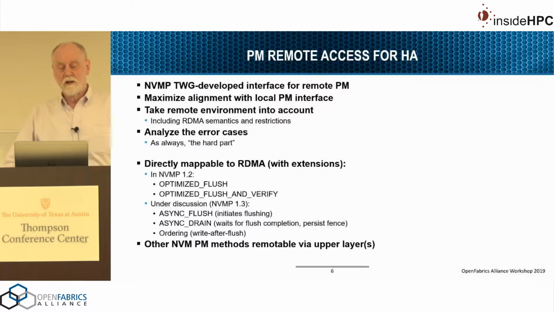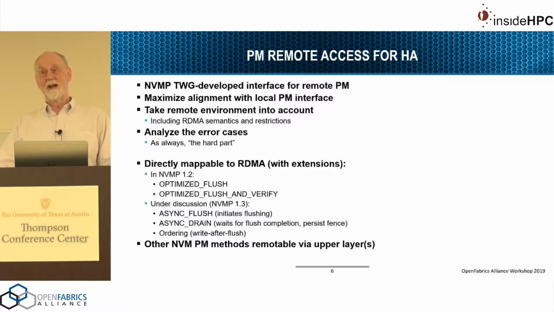And in particular, we were going to analyze the error cases. As always, this turns out to be the hard part, the really hard part. In fact, that's definitely the hardest part of doing the NVMP interface. The success case is great. Everything is great. Nobody has any problem with the success case. But the errors are really awful. You touch a byte, and all of a sudden you realize that it's not just a bad byte. It's a whole page. It's a whole cache line. It's a whole bunch of other bytes.